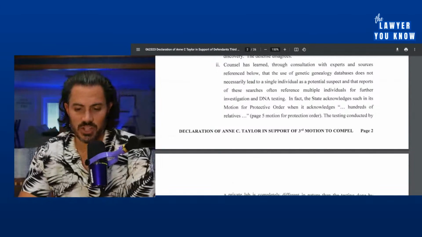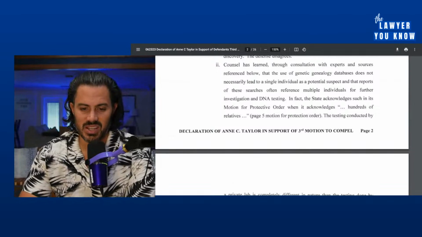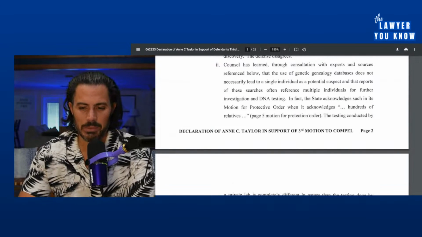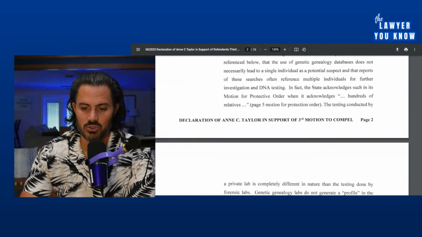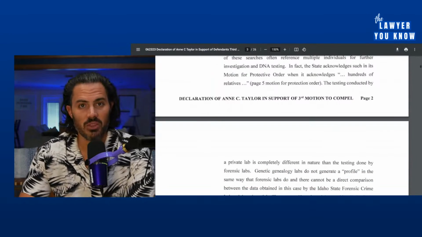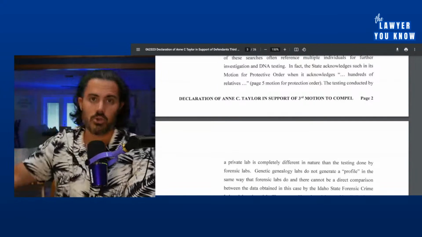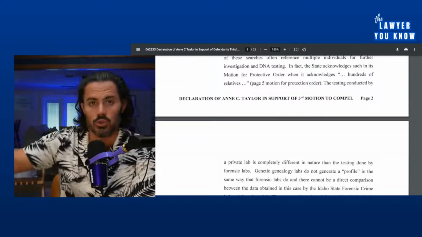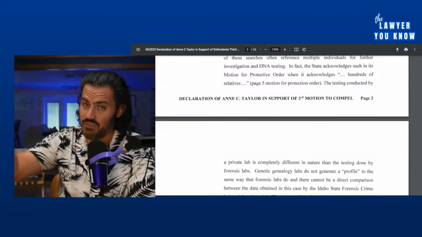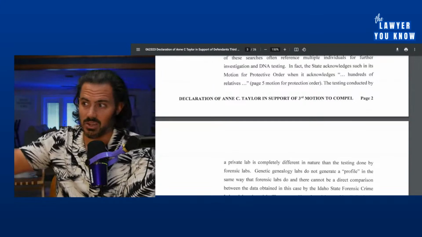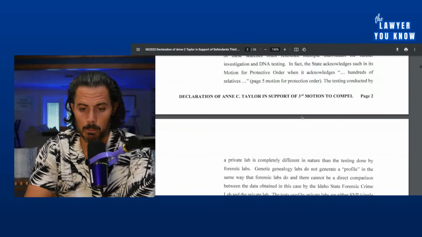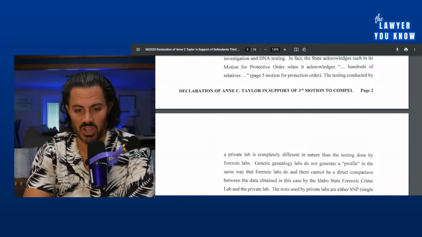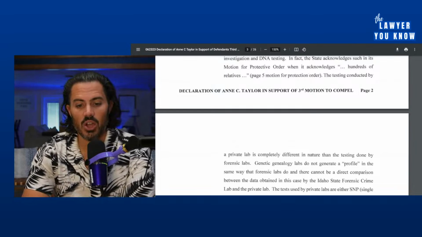The use of genetic genealogy databases do not necessarily lead to a single individual as a potential suspect, and the reports of these searches often reference multiple individuals for further investigation and DNA testing, which, by the way, doesn't mean somebody else did it. It just means if they said it could be Brian Kohberger or it could be John Smith or it could be Jim Jones, did you investigate John Smith and Jim Jones? How did you rule them out? And if they did, they probably won't come in at trial. If they did nothing, like we've heard on the Melly case, that there were some suspects that they didn't do anything on, they're going to come in, as the defense is going to argue and point the finger at them. In fact, the state acknowledges such in its motion for protective order when it acknowledges hundreds of relatives.